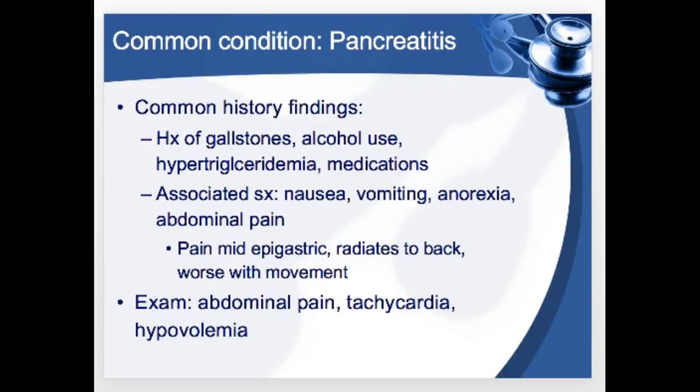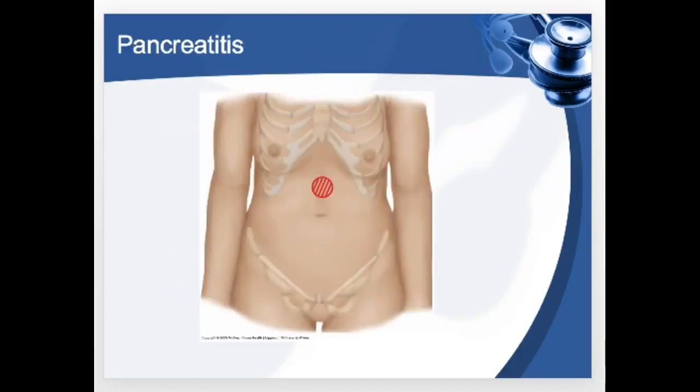So they're very, very nauseous, and they don't want to even think about food. Usually the pain is mid-epigastric, can radiate to the back. It's worse with movement. And then on exam, they have a lot of abdominal discomfort. So when you're palpating, it's going to be really uncomfortable. A lot of times these people are hypovolemic, which can cause them to be tachycardic and have potentially low blood pressure. Usually these people need to be admitted for IV hydration and pain management. This is the most common location for pancreatitis.